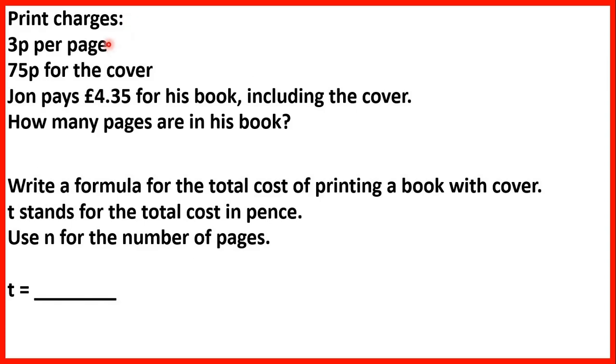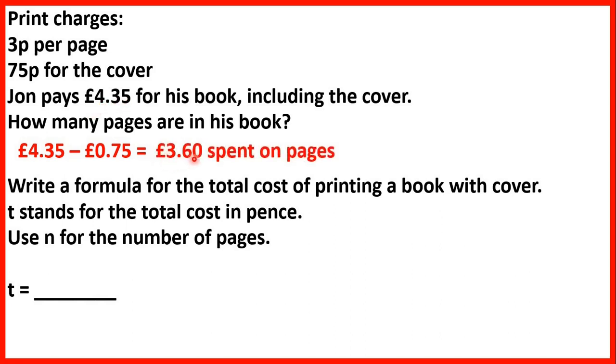Print charges are 3 pence per page and 75 pence for the cover. John pays £4.35 for his book, including the cover. How many pages are in the book? So we know that of the £4.35 he paid, 75 pence was for the cover. So if we subtract 75 pence from £4.35, that gives us £3.60. So we know that John spent £3.60 on pages and then 75 pence for the cover to make £4.35 altogether.